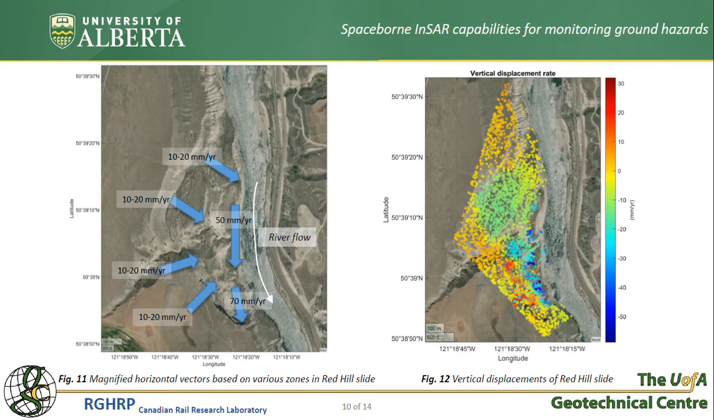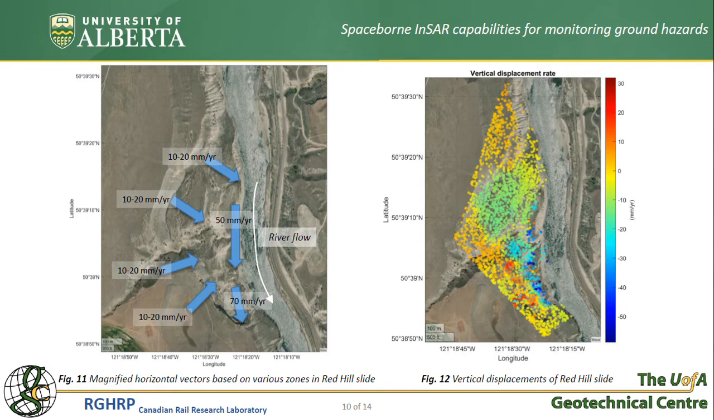The next slide is Red Hill. The results indicate that the toe of this slide is moving southward at the rate of 50 to 70 mm per year. This direction of movement for areas close to the river makes sense since we know that the outer curve of the river is being constantly eroded. Vectors obtained by SAR analysis also show that other parts of the slide are moving toward the river, as we expected, with rates of 10 to 20 mm per year.